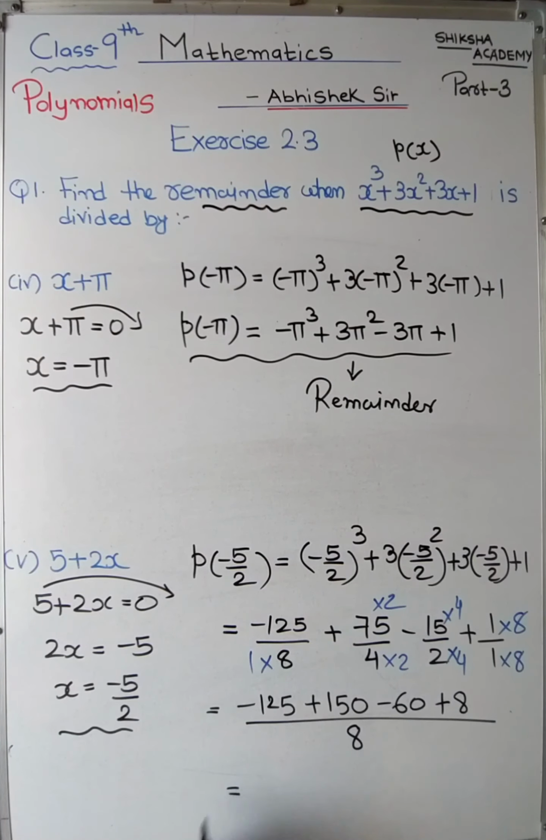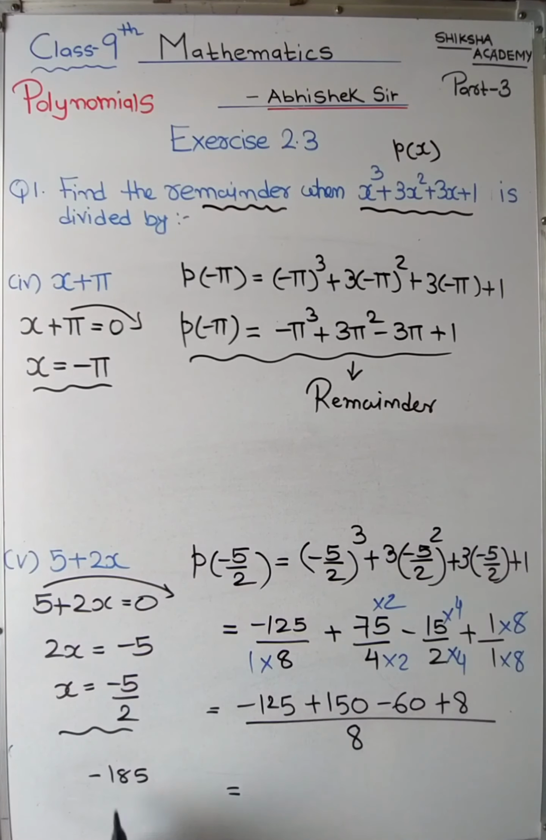Now what you have to do, you have to solve the numerator upon 8 will be the answer. So calculating the numerators, minus 125 minus 60 is minus 185, and 150 and 8 is 158. So ultimately what we have to do, we have to subtract 158 from 185. So it will be 15, it will be 7, 15 minus 8 is 7, 7 minus 5 is 2, 1 minus 1 is 0.